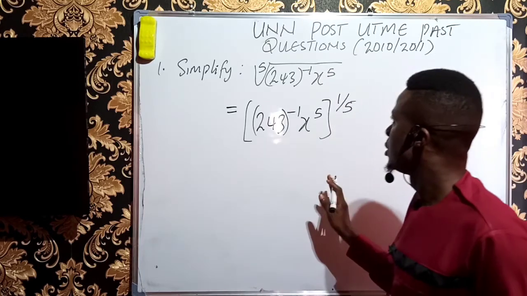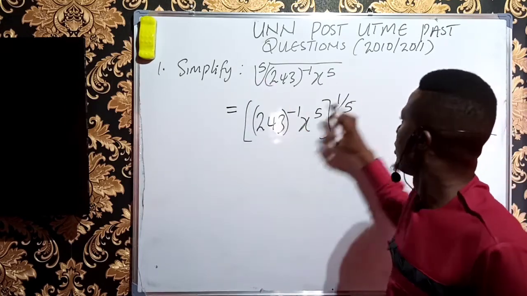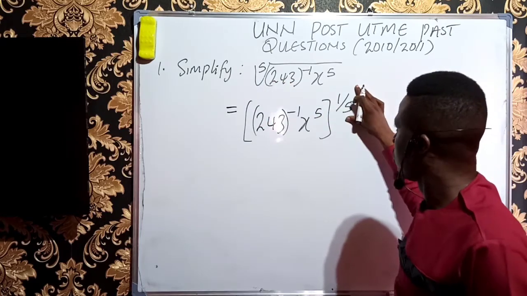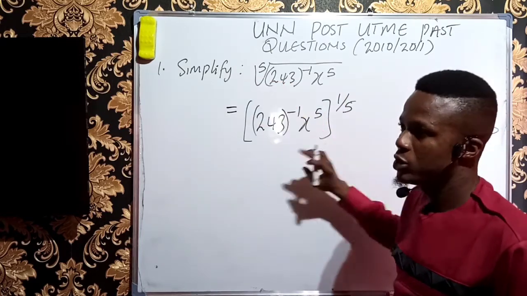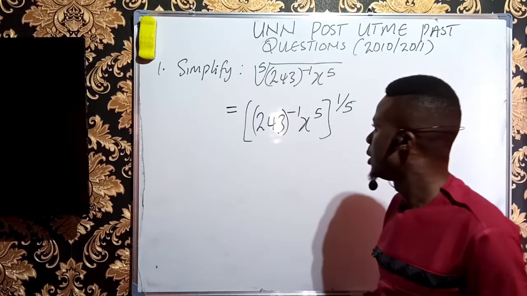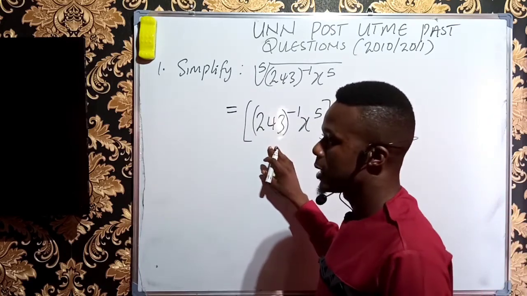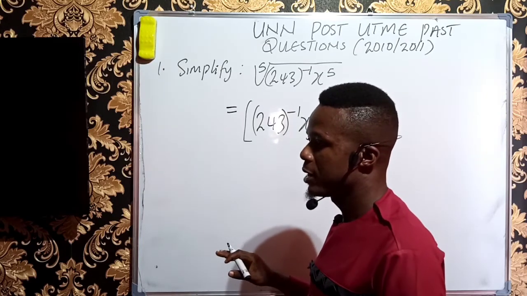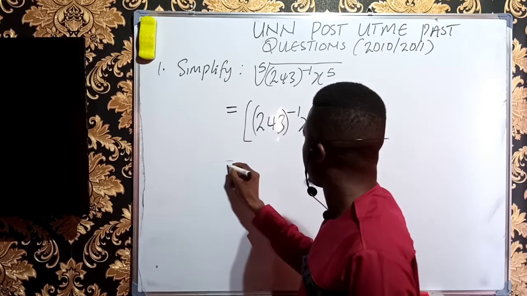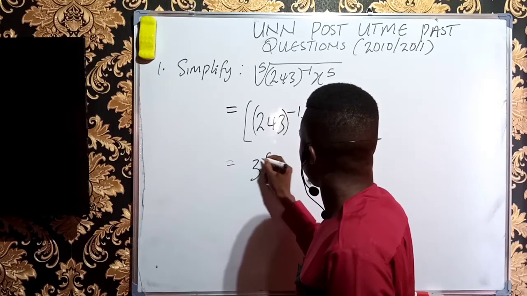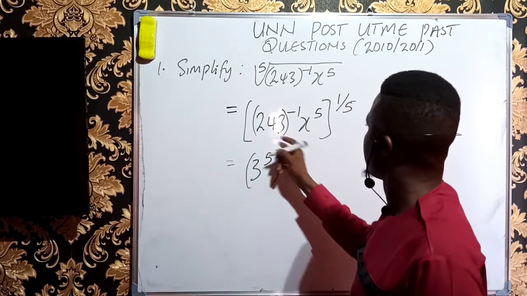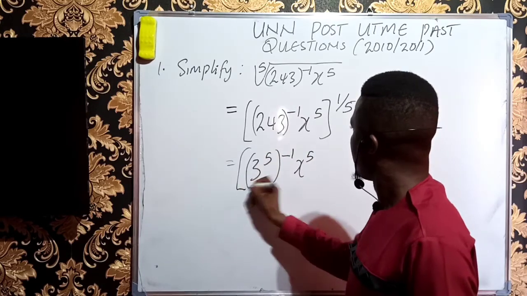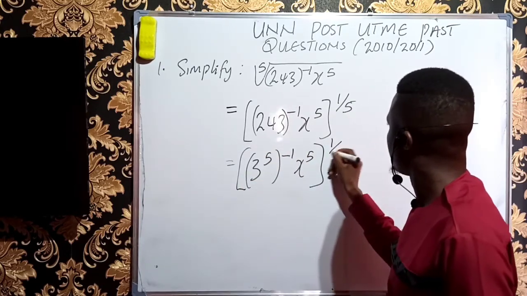That's the implication. If it is fourth root here, you raise it to the power of 1 over 4. If it is square root, you raise it to the power of 1 over 2. If it is third root, raise it to the power of 1 over 3, etc. Now, 243 can be seen as 3 power of 5, because 3 power of 5 will give me 243. So I can write 3 power 5 to represent this 243 that is here. Then minus 1 x power of 5, everything into the power of 1 over 5.